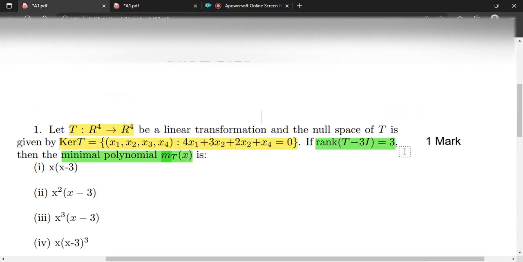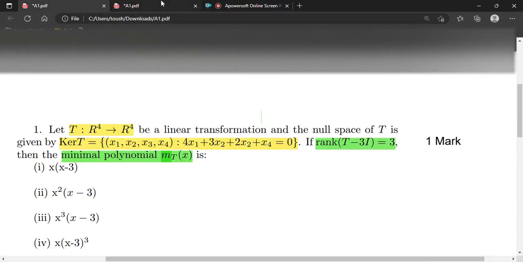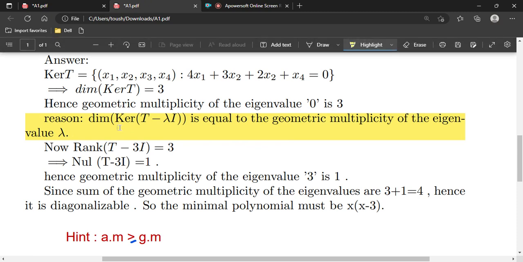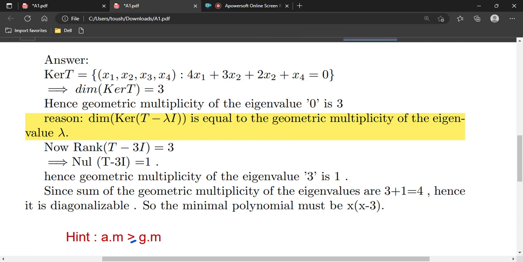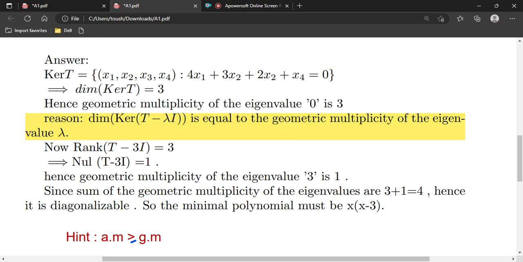Okay, and the statement says that rank of T minus 3I is 3. Okay, so since it's a linear transformation from R4 to R4, by rank nullity theorem, if rank of T minus 3I is 3, then nullity of T minus 3I is what? 4 minus 3, which is 1, right? So nullity of T minus 3I is 1.